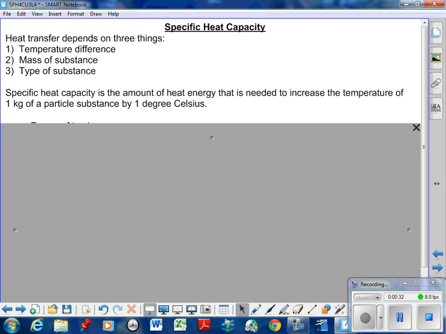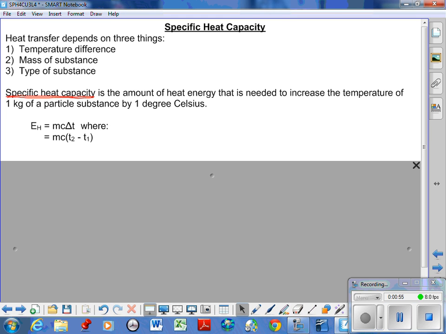So specific heat capacity, if you're taking a chemistry course, this is going to come up, so you might as well be familiar with it. Specific heat capacity is the amount of heat energy that is needed to increase the temperature of 1 kilogram of a substance 1 degree. So how much energy is required to move 1 kilogram 1 degree is basically what it's saying here. So here's our formula.